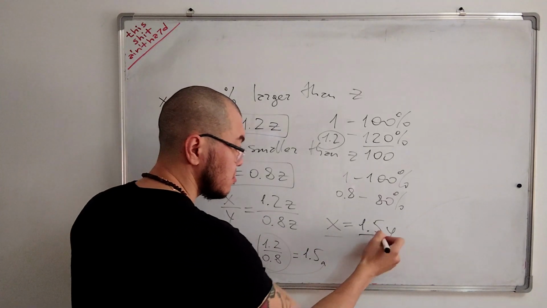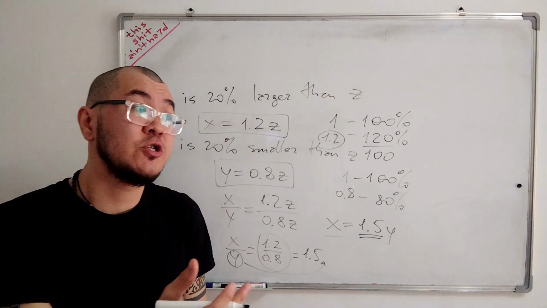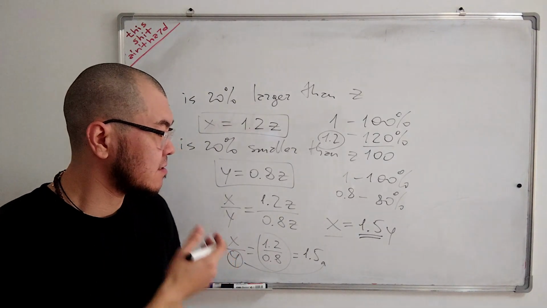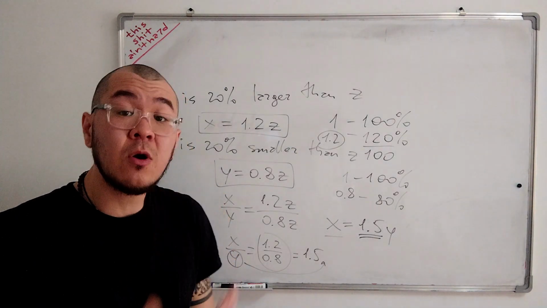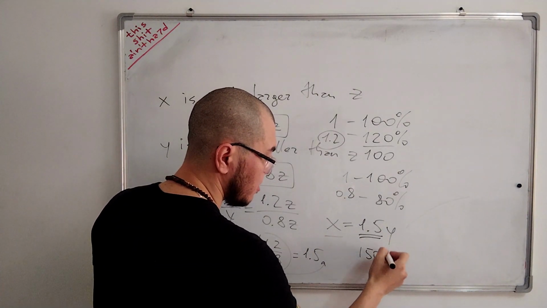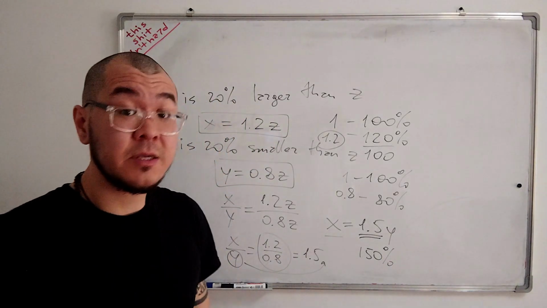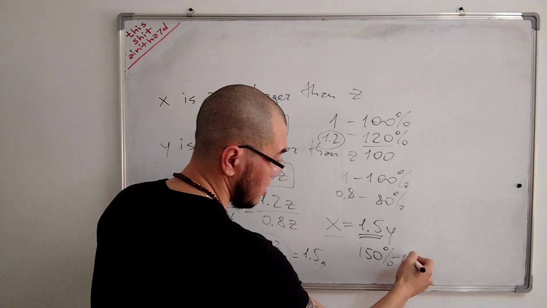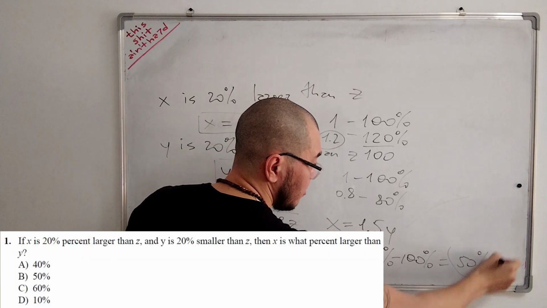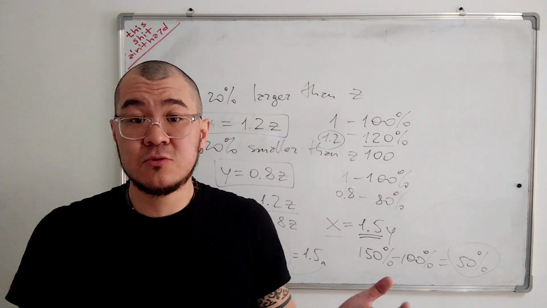Looking at this number, we can say how many percents x is bigger or smaller than y. We have 1.5. 1.5 is 150% of y. And when y is 100%, we can just subtract and get 50%. So the answer is x is 50% larger than y. Okay, let's go to the next one.